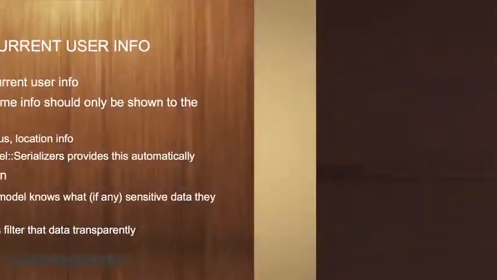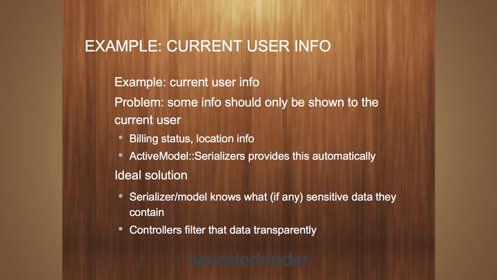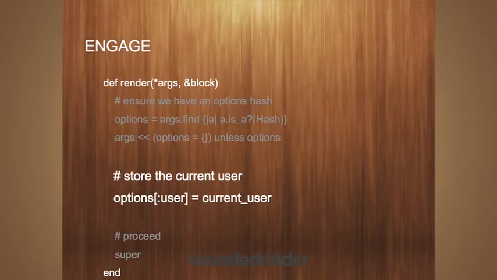Another example that you could use is current user info. If you're using active model serializers, that actually comes in by default. But if you're just using the vanilla to_json method, you don't get that. And so, your output may depend on who the user is, whether they're looking at their own stuff or someone else's stuff. So again, that's really easy. You're just setting options user equals current user. Really simple.